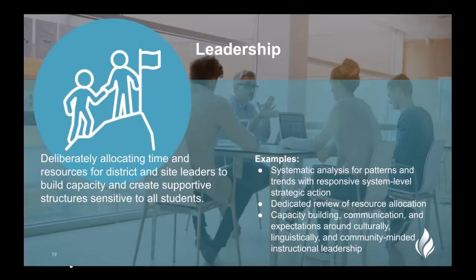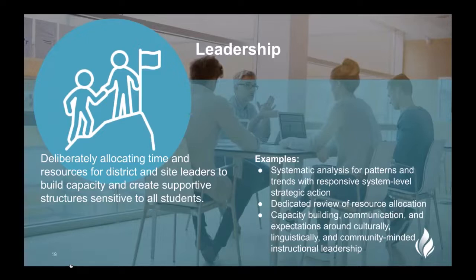The leadership often that we see, this piece has to be in place, and at Illuminate we have a number of ways from professional services that we can even help support the leadership efforts in your school. But the idea here is that we have to be very deliberate about how we allocate time and resources for district and site leaders to be able to build that capacity so that we can create the supportive structures that are sensitive to all students' needs.